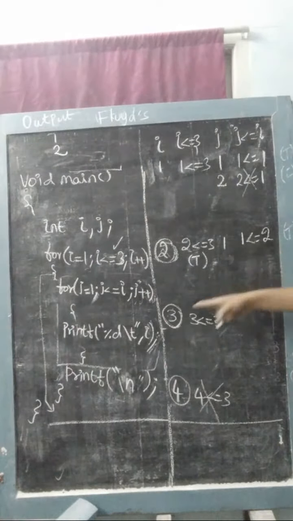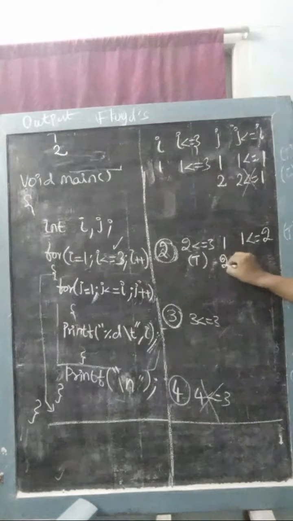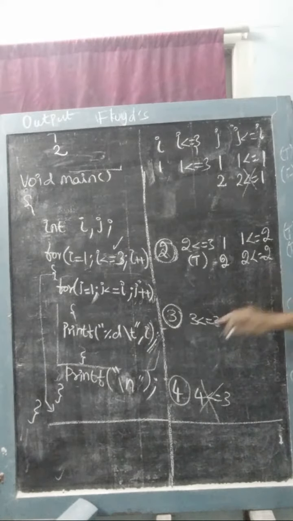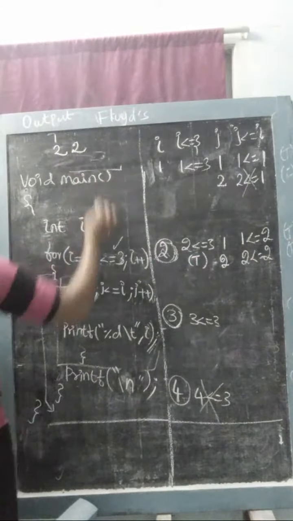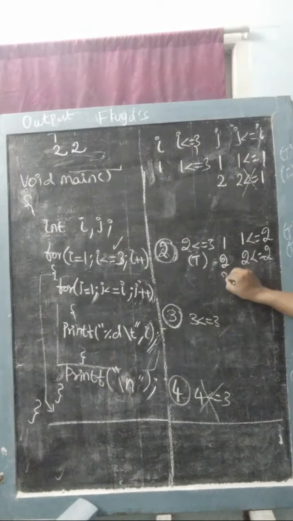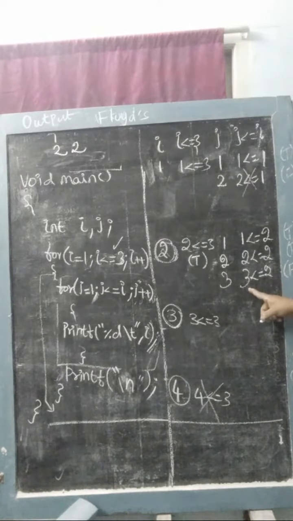Again, j will be incremented. ஏன்னா j ஏற்கனவே இருந்தது 1. So j should be incremented. If j is incremented, it will be 2 less than or equal to 2. Is the condition true or false? 2 is not less than but equal to 2. The condition is again true. True means the i value will be printed. What is the i value? That is 2. 2 is printed twice in the second line. And then j is incremented, 3 less than or equal to 2. Is the condition true or false? The condition is false. 3 வந்து 2 விட பெருசு இல்ல. 3 is not less than 2.